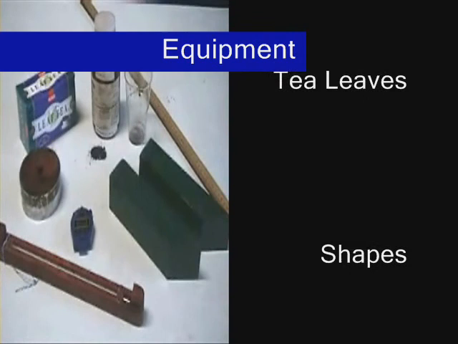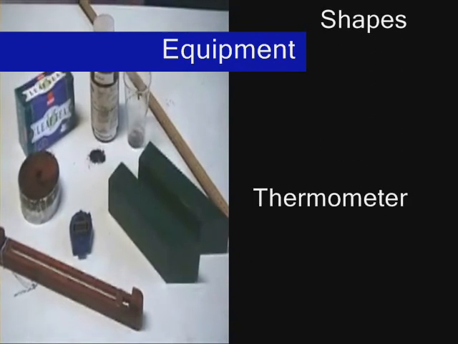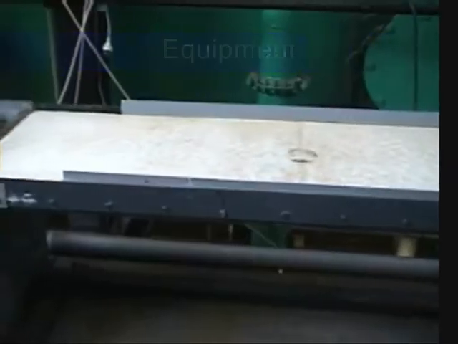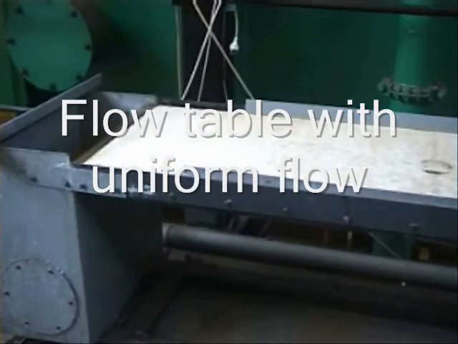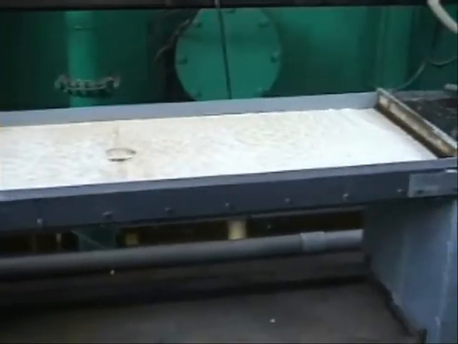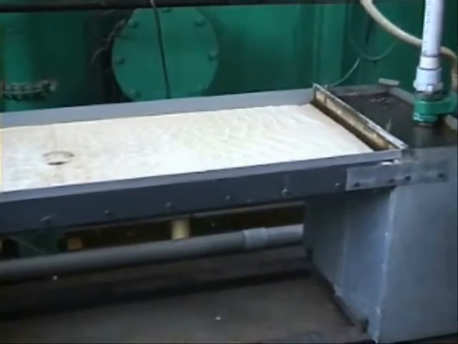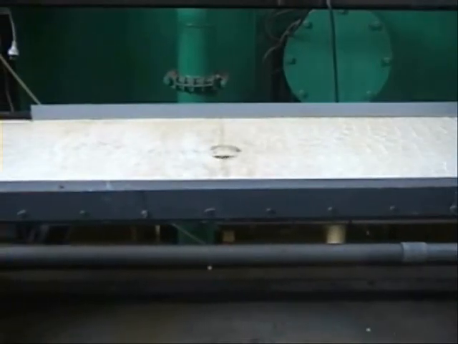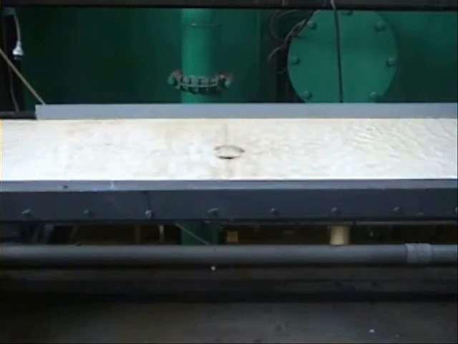For this experiment, you will need the following equipment. Using a thermometer provided, measure the temperature of the fluid and record the result. After measuring the diameter of the cylinder, place it on the flow table.